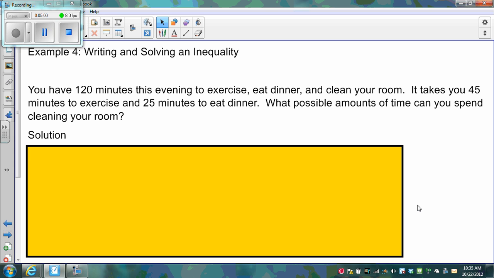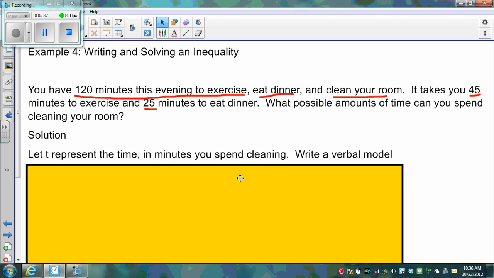And the last example is writing and solving an inequality. It may be a little different word problem than the first example. You have 120 minutes this evening to exercise, eat dinner, and clean your room. It takes you 45 minutes to exercise and 25 minutes to eat dinner. What possible amounts of time can you spend on cleaning your room? You don't have to use the whole 120 minutes, but you have up to 120 minutes to do all of these things. So we can let T represent the amount of time in minutes you spend cleaning your room.